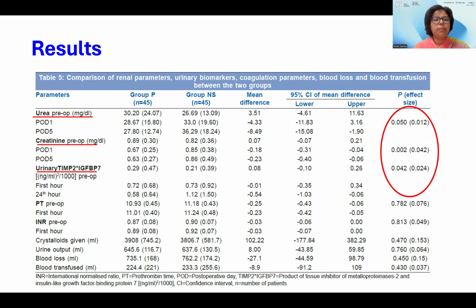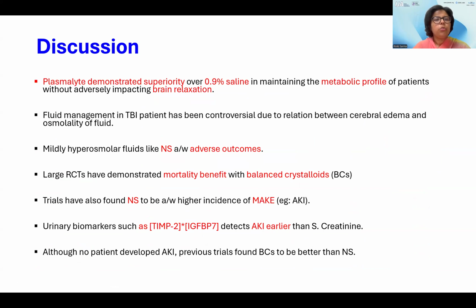On comparison of renal parameters and urinary biomarkers, we can see that urea, creatinine, and the urinary biomarkers tissue inhibitor of metalloproteinase 2 and insulin-like growth factor binding protein 7 differed significantly between the two groups. The urea and creatinine were significantly lower on postoperative day 1 and day 5 in the Plasmalyte group. However, in both these groups, the urea and creatinine levels were in the normal range. So Plasmalyte demonstrated superiority over 0.9% normal saline in maintaining the metabolic profile of patients without adversely impacting brain relaxation.